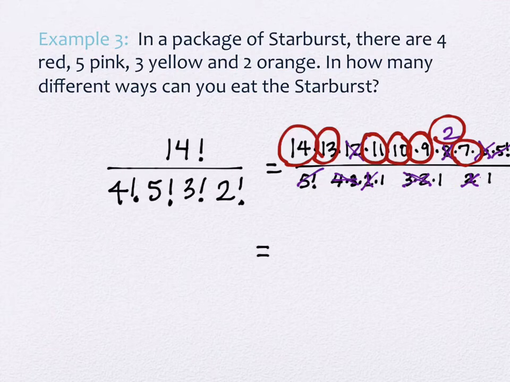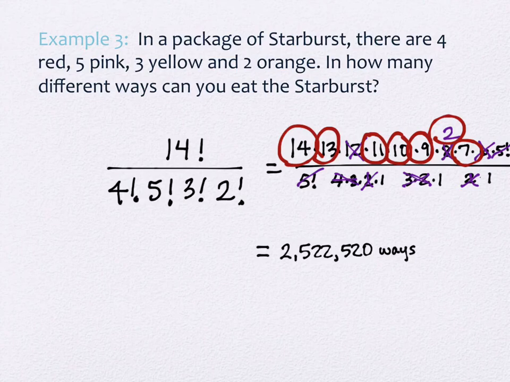It's big. Did you get it? Do you want to read me your numbers? Anybody who got it? Alicia, do you have numbers? What do you have? 2,522,520. That's what I have too. This is the number of ways to eat these 14 different Starbursts. Crazy, right? Super, super crazy.